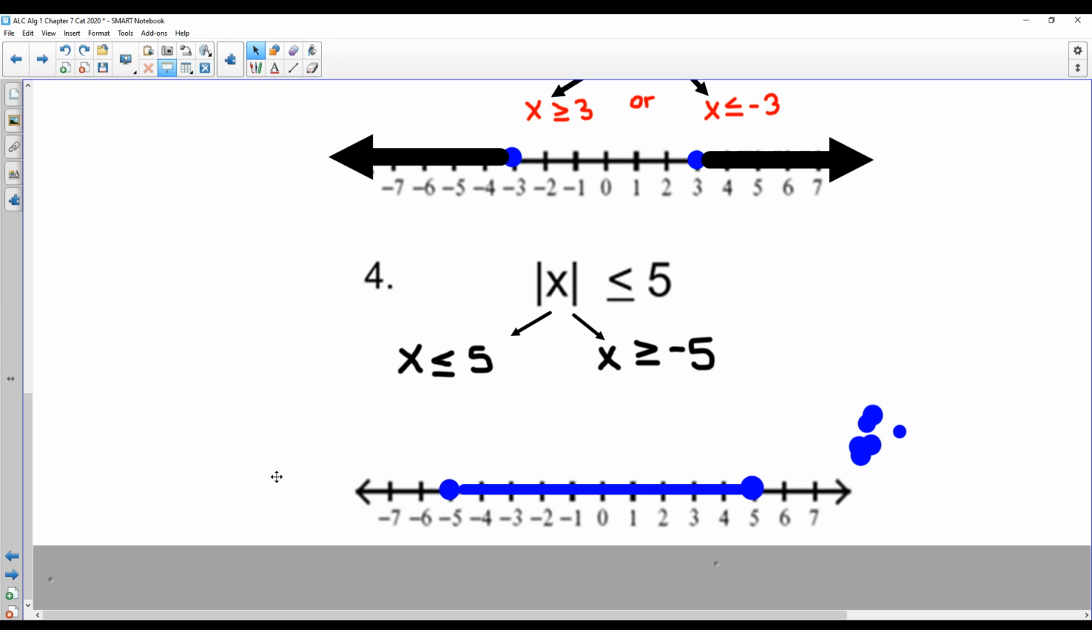All right, so that's the correct graph and it ends, whereas this one has arrows going off in both directions. This one just ends. So we call this an interval. All right.